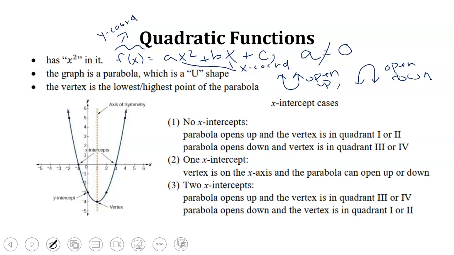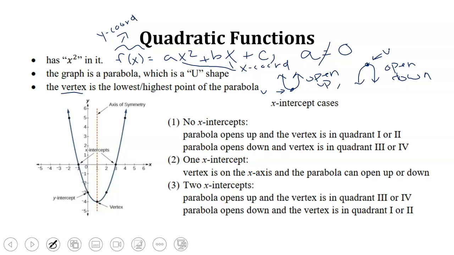Now, the vertex is either the lowest or the highest point. So look at my little drawing from open up. Right here, that lowest point, that would be the vertex. And then the next graph right here, this would be the highest point, and that would be that vertex. So where the two sides meet at the lowest or highest point is your vertex.